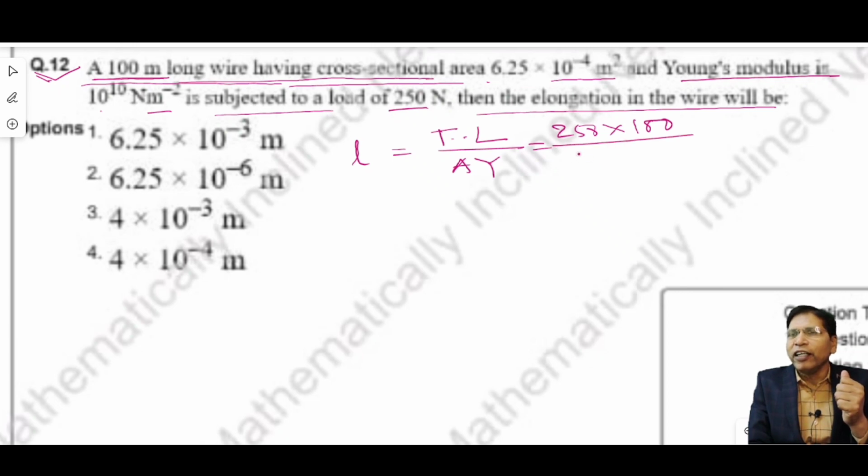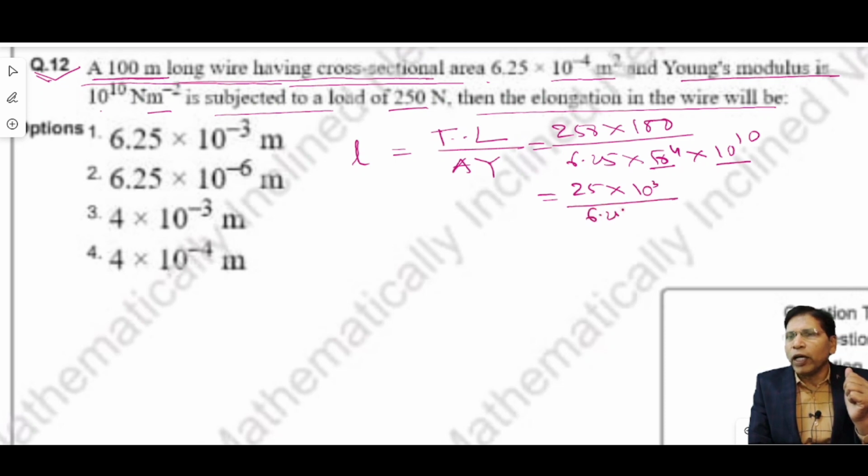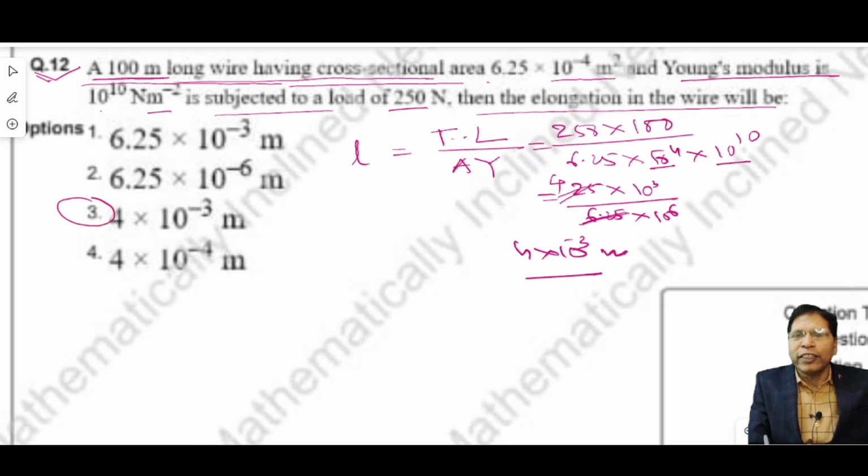Now the area of cross section is 6.25 into 10 to the power minus 4, and Young's modulus is 10 to the power 10. Now 10 to the power minus 4 and 10 to the power 10 give 10 to the power 6. Therefore, this is 25 into 10 to the power 3 divided by 6.25 into 10 to the power 6. Now look at this, this is 4. Therefore, 4 into 10 to the power minus 3 meter is the elongation. That is, option C is correct.